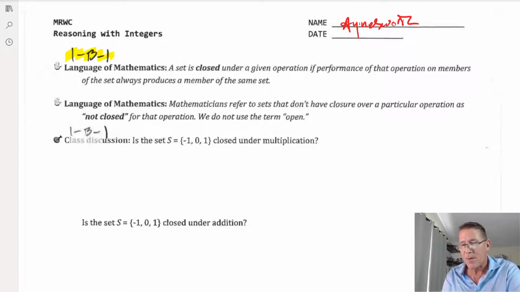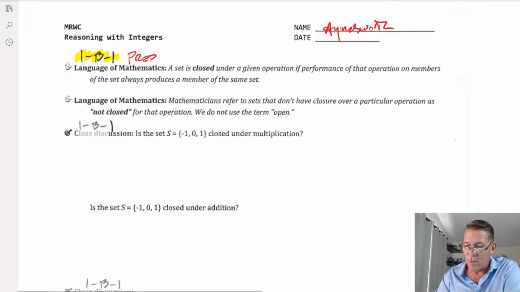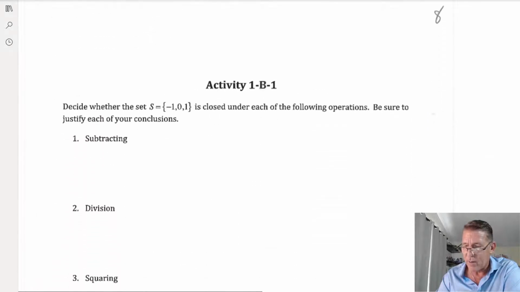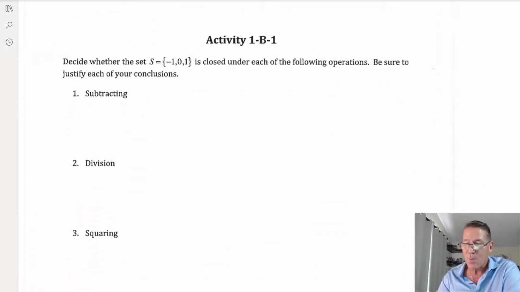Some of you might be familiar with the term fluency moment, but this is basically a prep. Okay, so I'm going to put prep right here, which is short for prepare. You guys for your activity 1B1, which happens to be following right here. And that's what's going to happen once we're done.